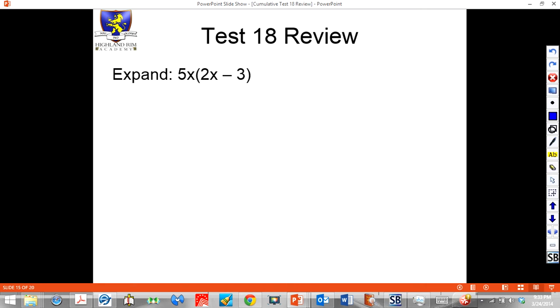All right, our next problem. Expand 5x times 2x minus 3. All we're going to do is distribute the 5x. So we end up with 10x squared minus 15x. There's nothing else that you can do with that in this question. All you're doing is expanding it. It's not asking you to solve for x. Don't make this problem too hard. This is a simple problem. 5x times 2x is 10x squared. 5x times negative 3 is negative 15x.